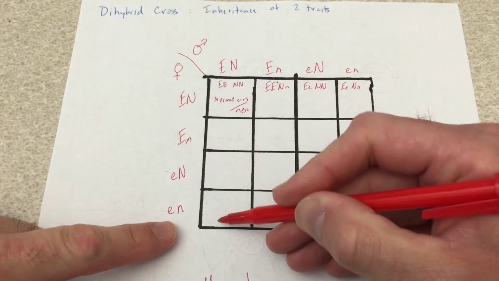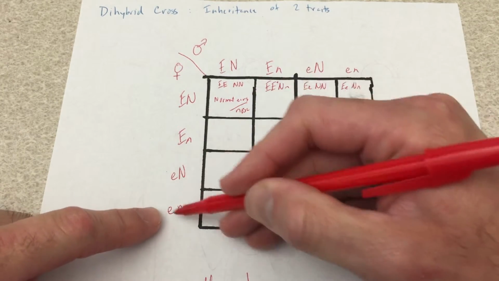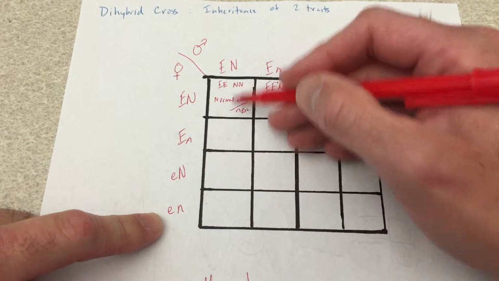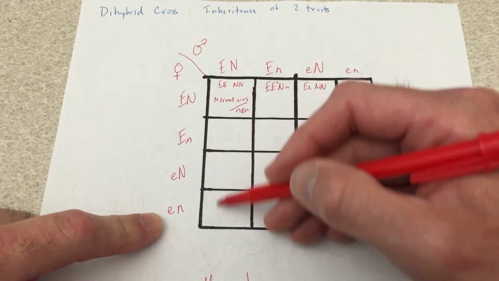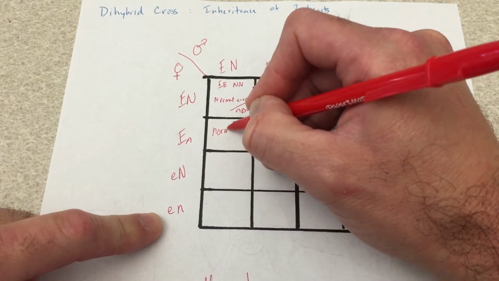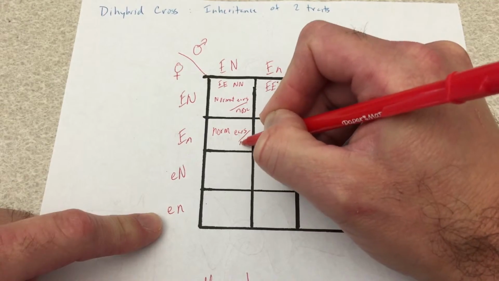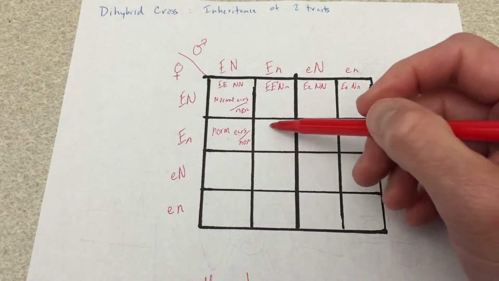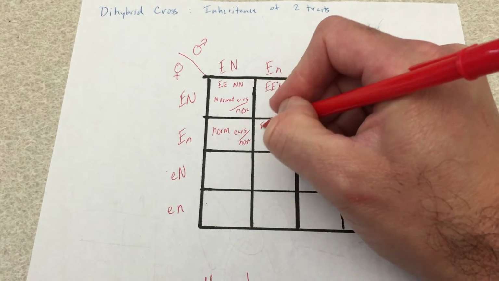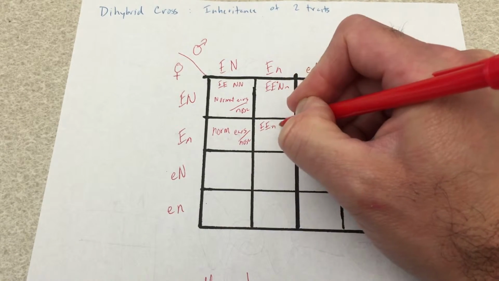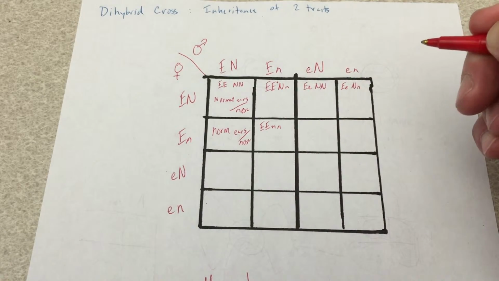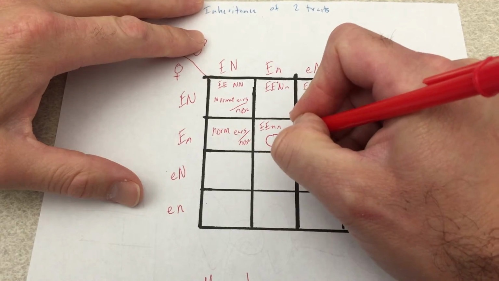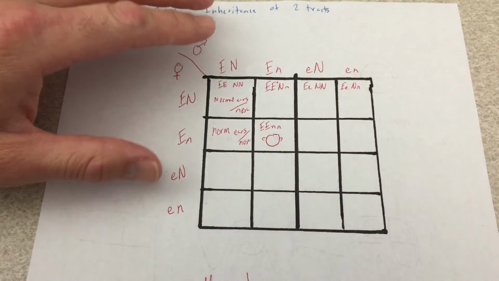Now, what about this first column? Down this first column, regardless of what these genotypes are, they're always going to inherit at least one big E and at least one big N. So all of these would be normal. Let's take an example of this individual right here. Big E, little n, little n. Here would be an individual with normal ears and an elephant nose.